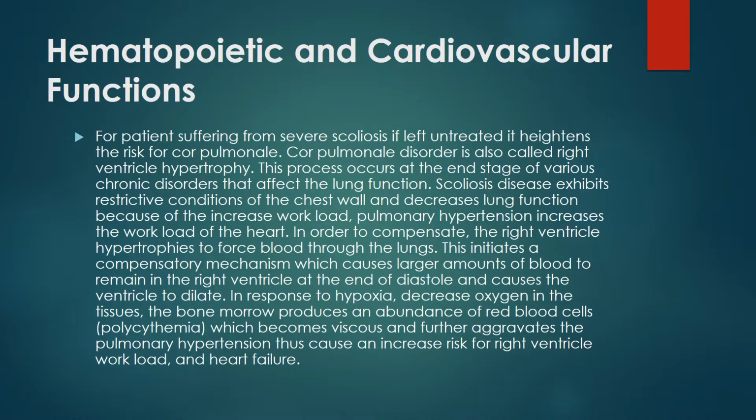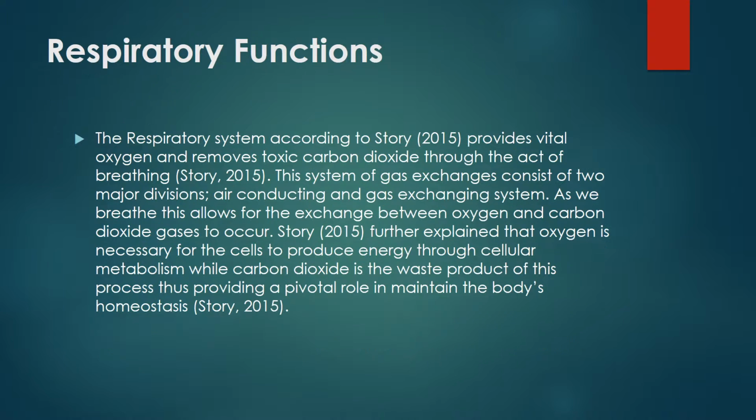In response to hypoxia, decreased oxygen in the tissues, the bone marrow produces an abundance of red blood cells, known as polycythemia, which becomes viscous and further aggravates the pulmonary hypertension, thus causing an increased risk for right ventricle workload and can result in heart failure.